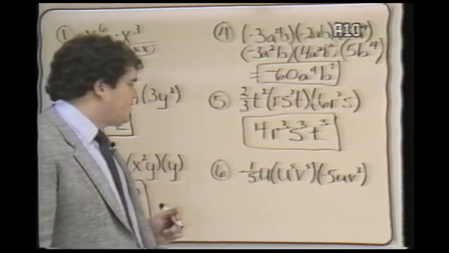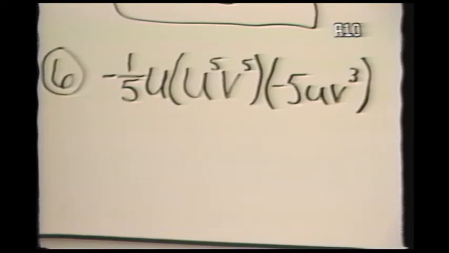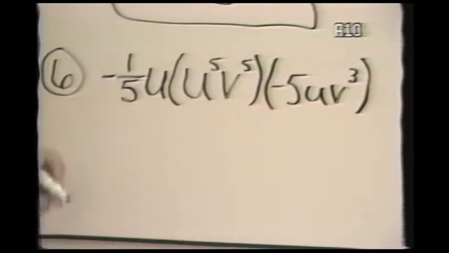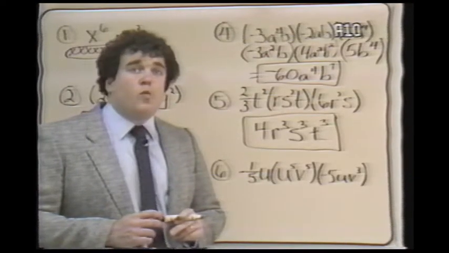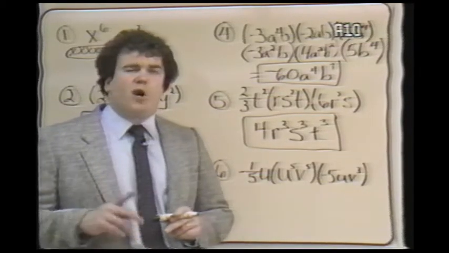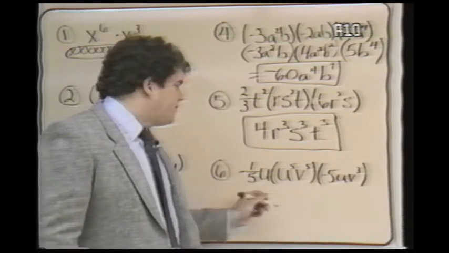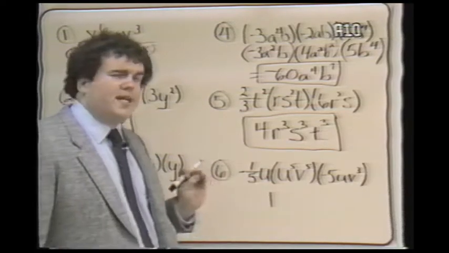Finally, problem number 6. Negative 1/5 u times the quantity u to the 5th v to the 5th times the quantity negative 5 uv cubed. Now let's take care of the numbers. We have negative 1/5 times negative 5. That's positive 1. Now when dealing with monomials, we don't need that numerical coefficient of 1. So I'll just put the 1 here, and I'll show you later we don't really need it.